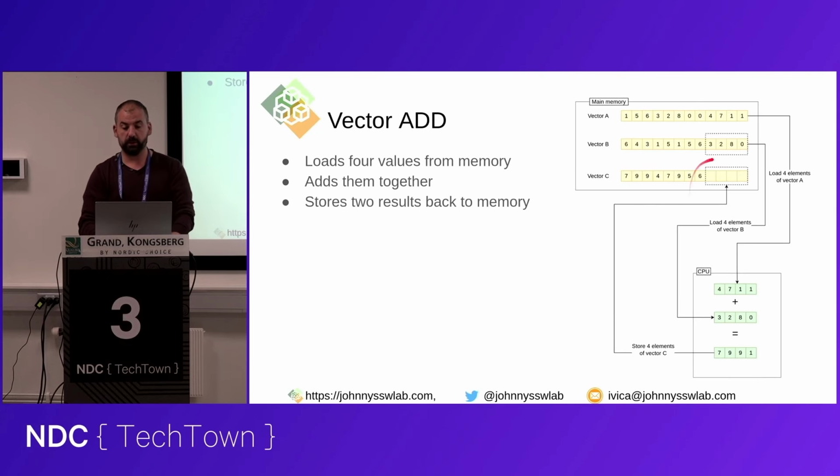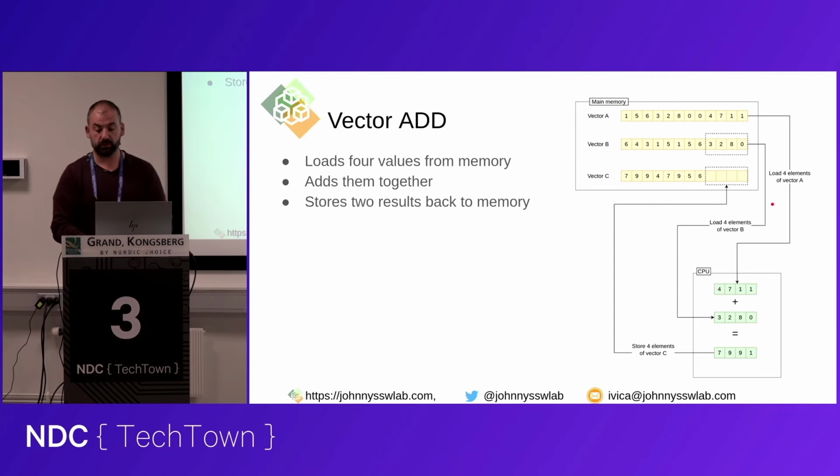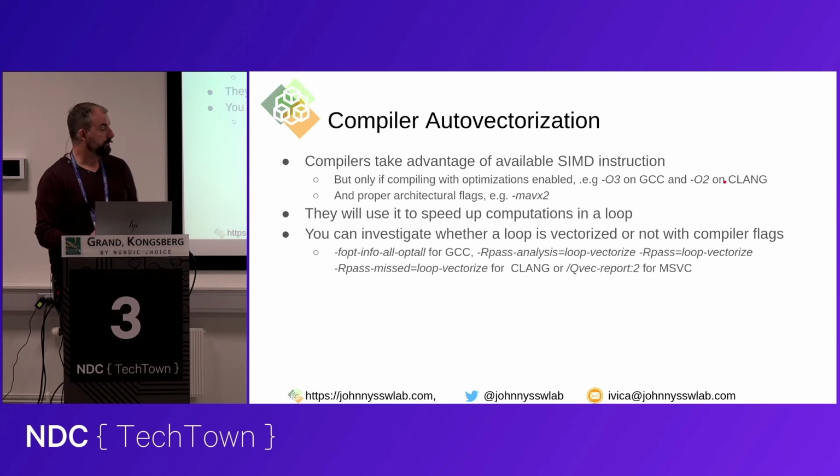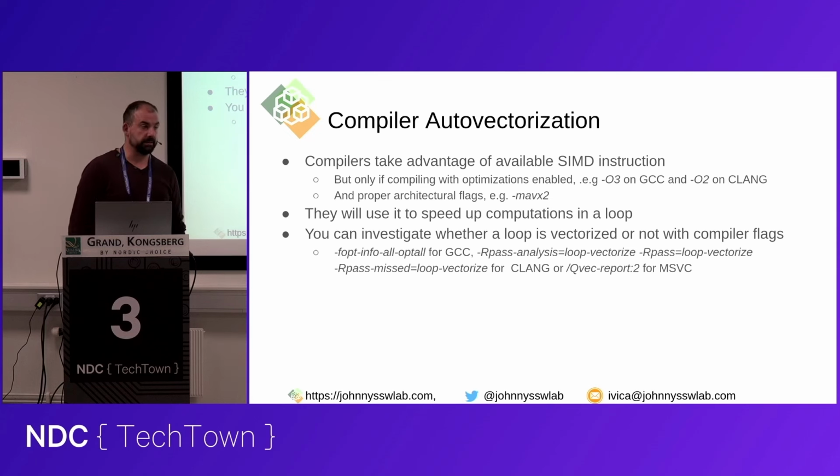Here is an example of how it works in a graphical environment. I have this 4711, and I'm loading it to a CPU register here. Then I have another value, 3280, and I'm loading it to this register here. So these 2 loads are 2 instructions. Then I add them together. That's a third instruction, and I get 4 results. So 4 plus 3 equals 7, 7 plus 2 equals 9, and so on. And then I store the results back to memory.